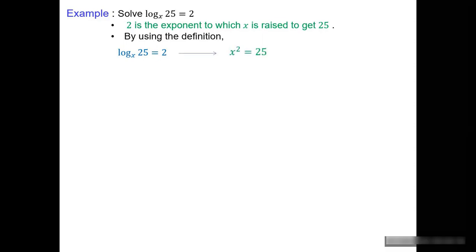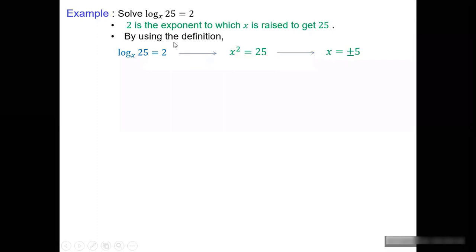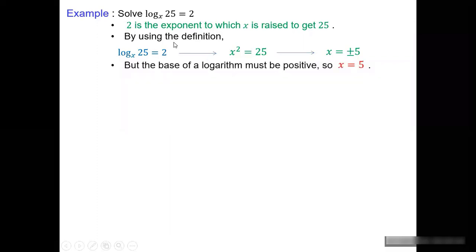So now I realize that if x squared is equal to 25, then that must mean that x is either positive or negative 5. But keep in mind that x is a base in this equation, and bases must be positive. So since the base must be positive, the answer for x is 5.